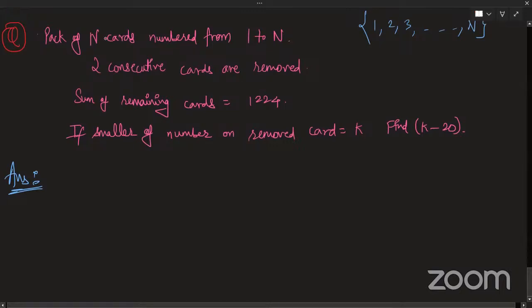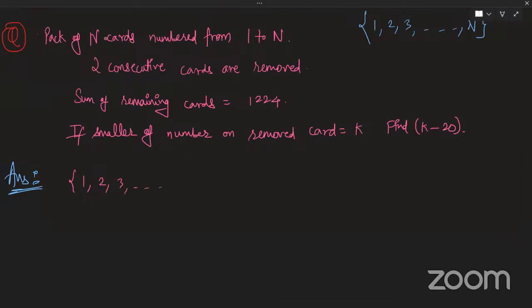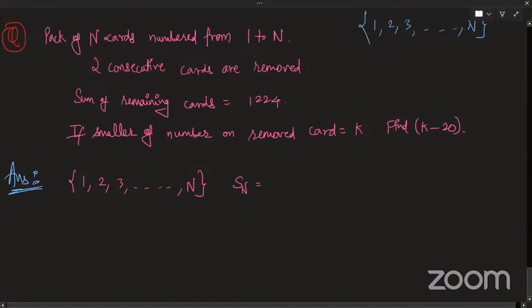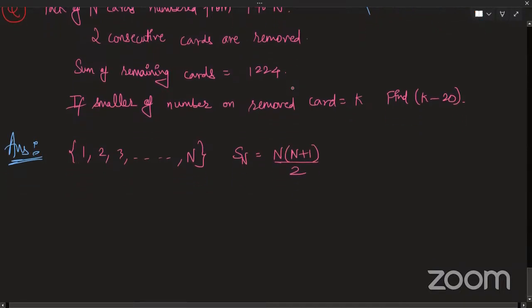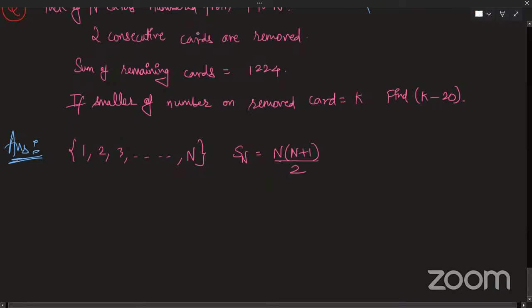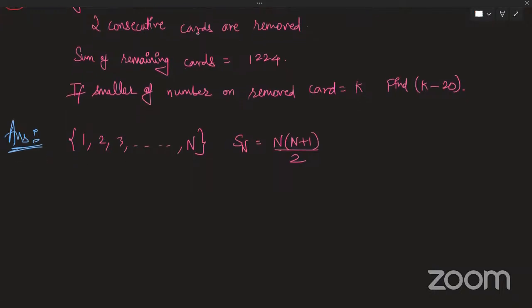So first of all, one thing we already know: 1, 2, 3, like that till n. What is the sum of the first n natural numbers? It is n into n plus 1 by 2. Correct? Yes, sir.